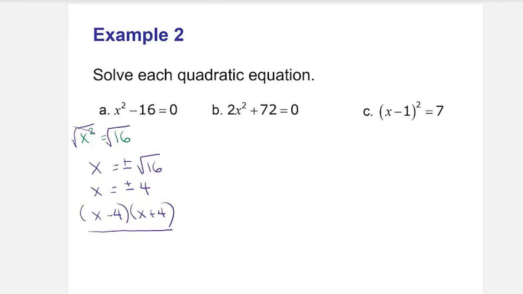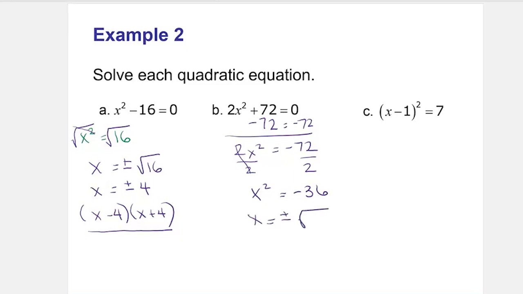So let's see what happens here. We're going to subtract 72 from both sides, and I get 2x squared equals negative 72. I divide both sides by 2, and I get x squared equals negative 36, which gives me, if I take the square root of both sides, x equals plus or minus the square root of negative 36.